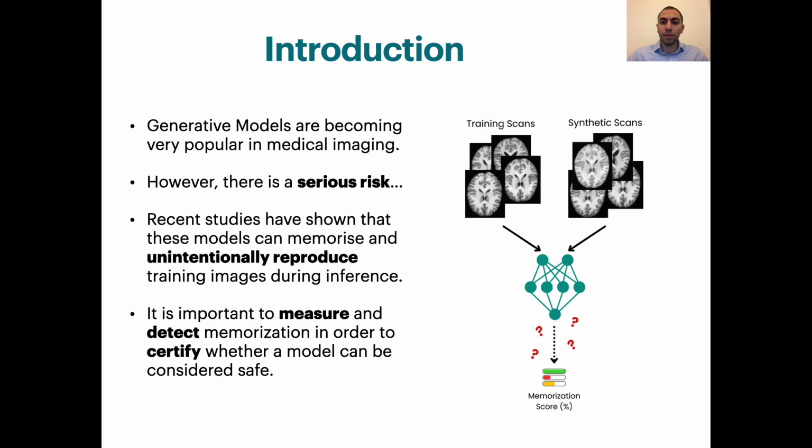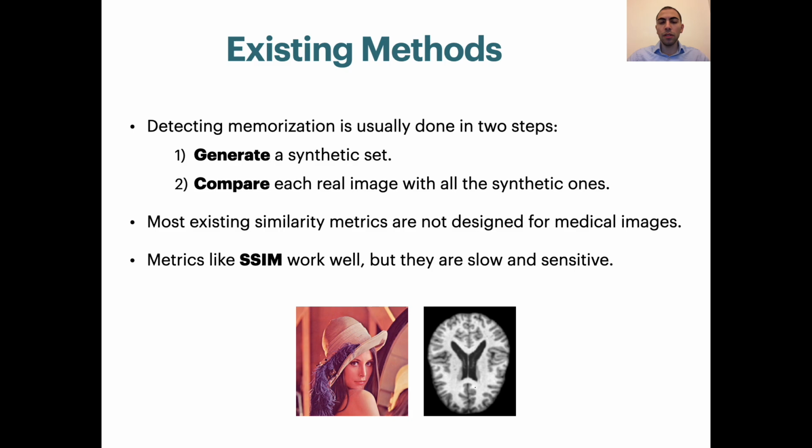In the state of the art, detecting memorization is usually done in two steps. Many synthetic images from the model are first generated, and then each synthetic image is compared with the real training images using a similarity metric.